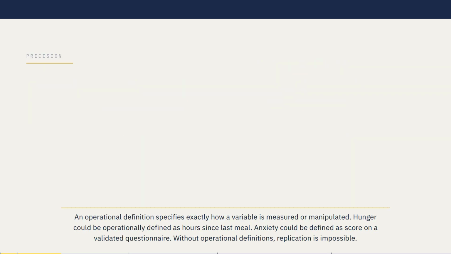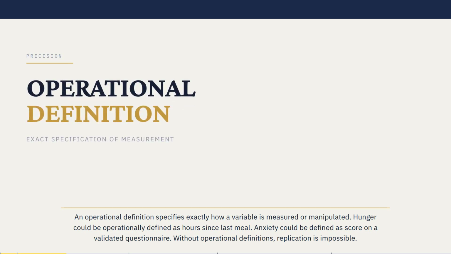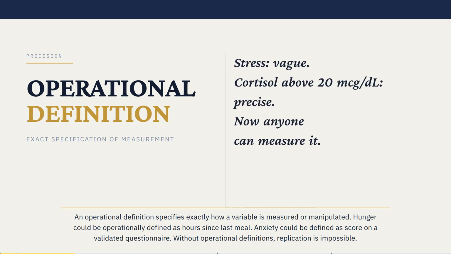An operational definition specifies exactly how a variable is measured or manipulated. Hunger could be operationally defined as hours since last meal. Anxiety could be defined as score on a validated questionnaire. Without operational definitions, replication is impossible.